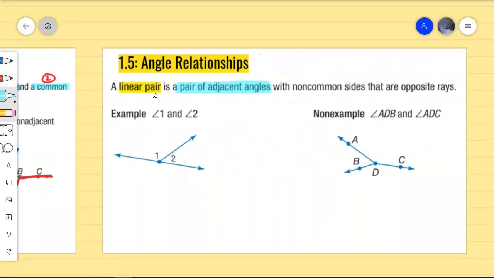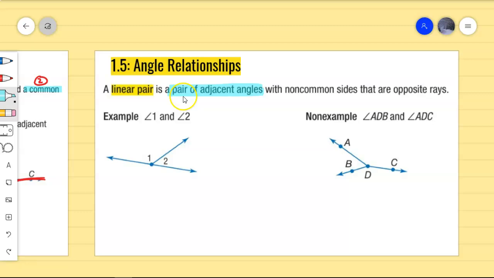So a linear pair automatically is fulfilling those three things, right? However, what you will realize is that the non-common sides are opposite rays. Now let me help you understand what that means.